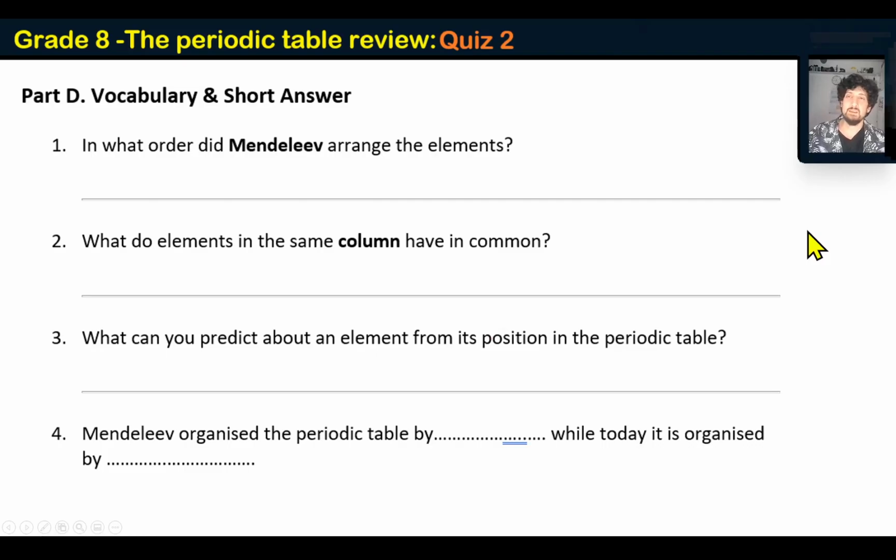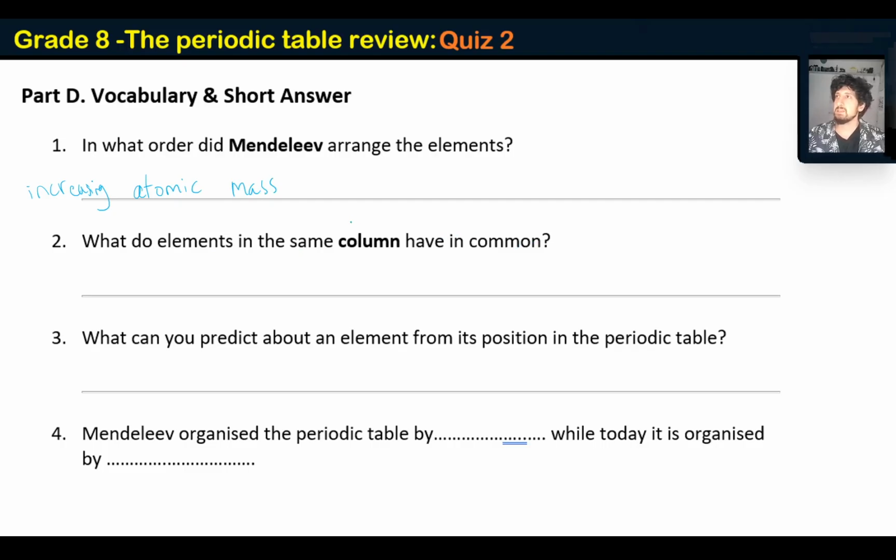Oh, we're nearly there. I think this is the last part. In what order did Mendeleev arrange the elements? Well, we should know that by now. Mendeleev organized the elements by increasing atomic mass. So that means just going up, starting with the lowest one and then going up and up and up. Increasing atomic mass.